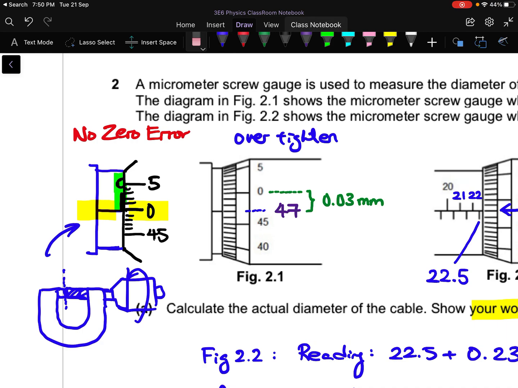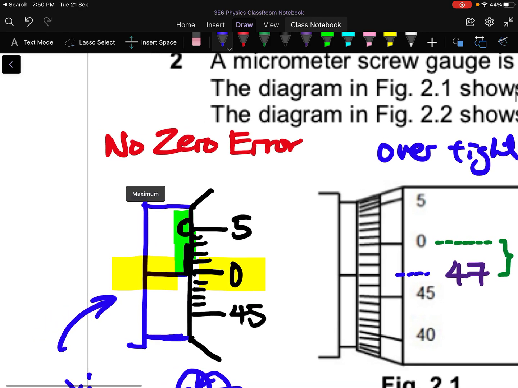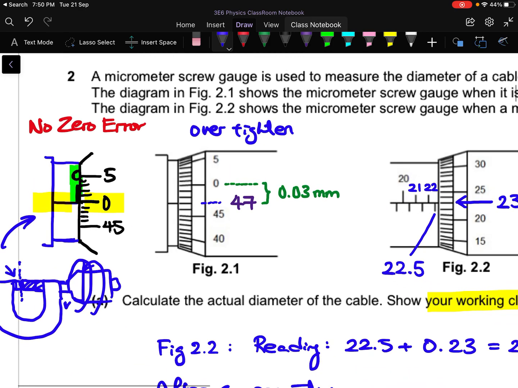But sometimes due to wear and tear, the rubber here will get worn off, and then you can over tighten it such that the 0 here will disappear. The green color 0 will get covered up. So even though when you read the datum line over here it is aligned to the 47 line, the difference that it has created is just 0.03 mm. As you can count from here, 0, 1, 2, 3. This is the difference that it has created.